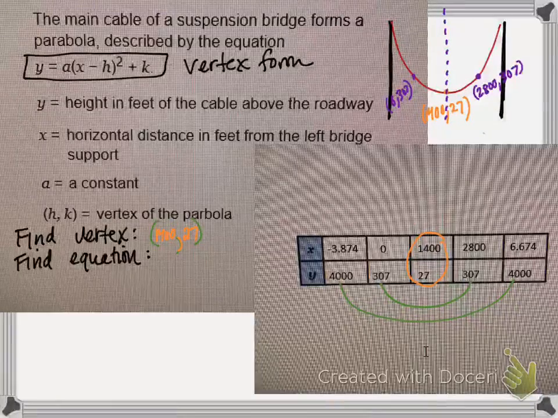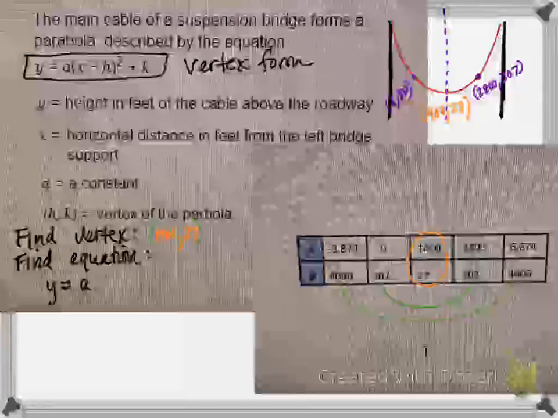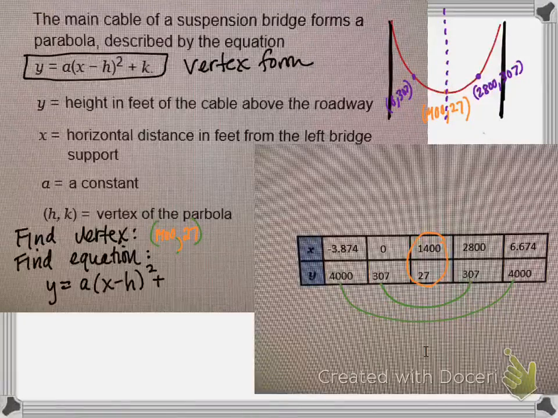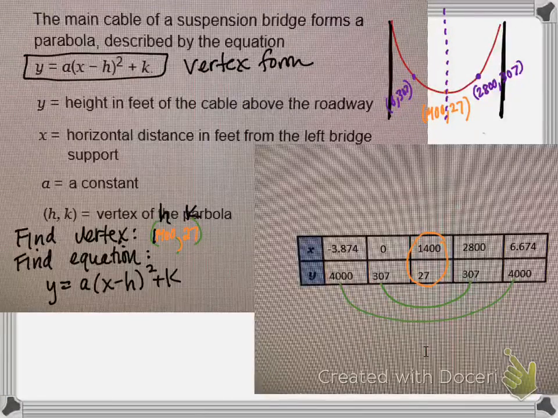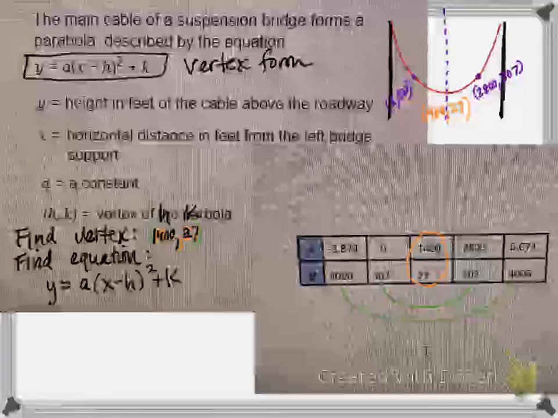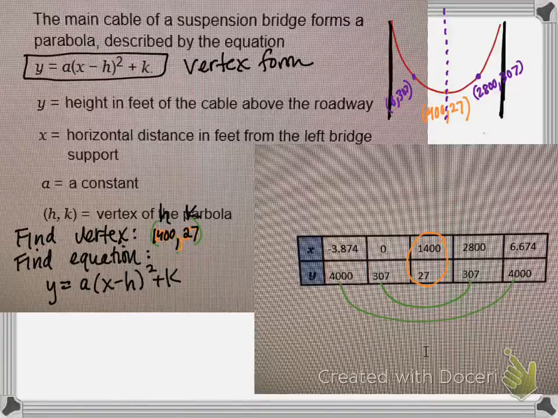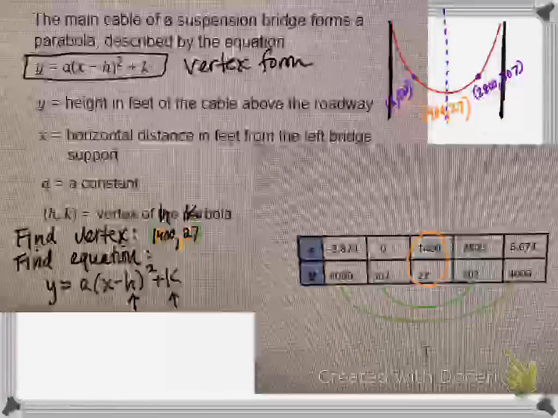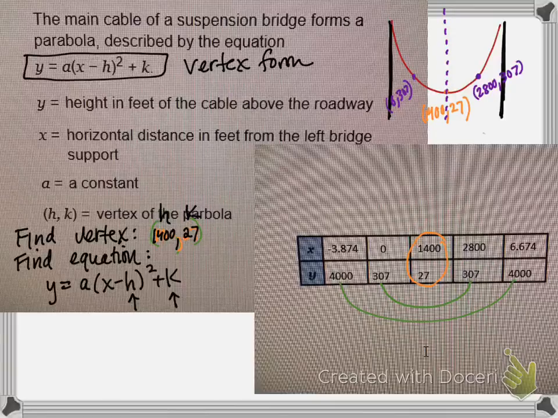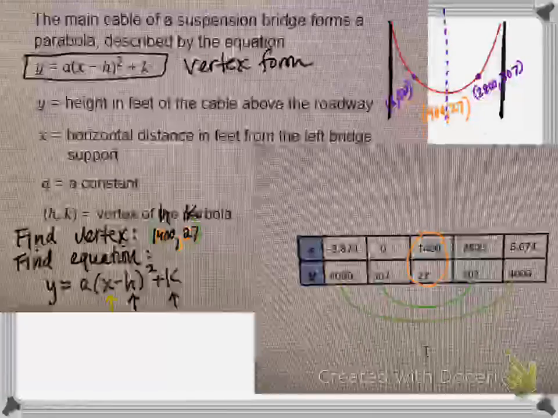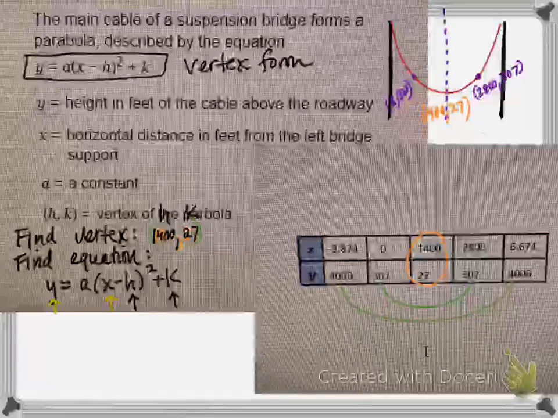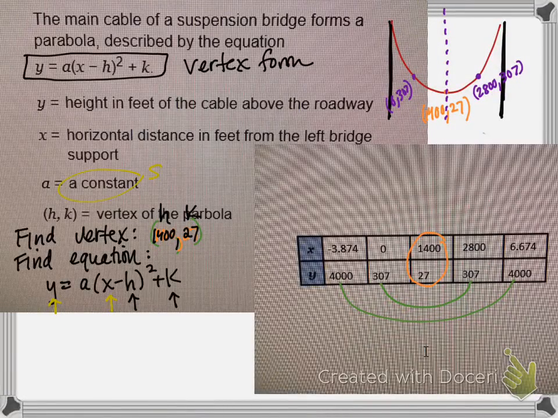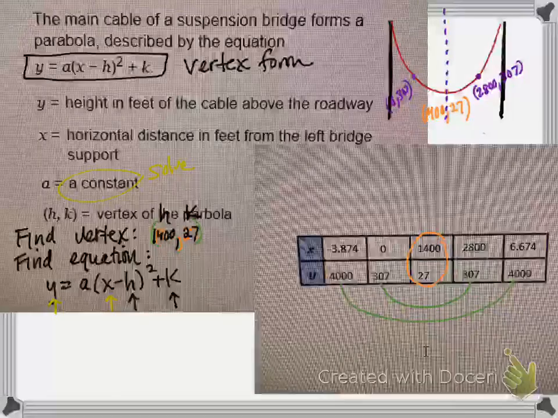Now I have to write the equation. So the generic form is y equals a times (x minus h) squared plus k. I now have my (h, k). Again, this is (1400, 27). So I could plug that in right here and right here. And then I can also use the table of values, and I can plug in an x value and a y value, so that all I would have left over is my a to solve for. So essentially we need to solve for this next.